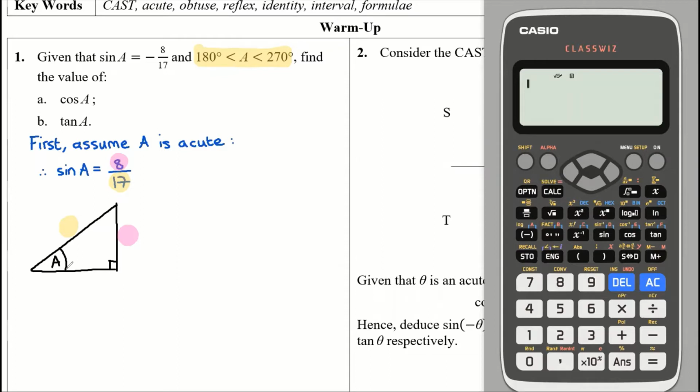So if we put the numbers in now, we know that the opposite side would be 8, and the hypotenuse would be 17. Wouldn't it be great if we could find out what the adjacent side was, and then we can work out the cosine and the tan? Well, we can. I've got my calculator here if need be, but we can use a bit of Pythagoras' theorem here.